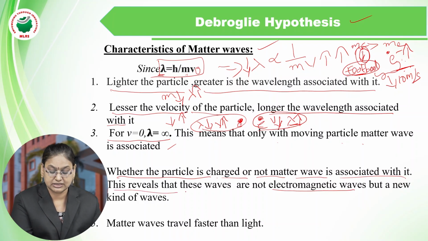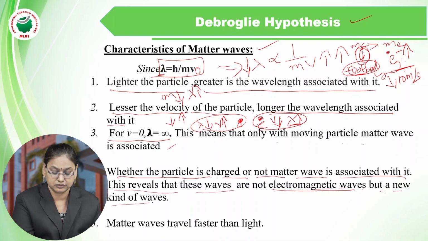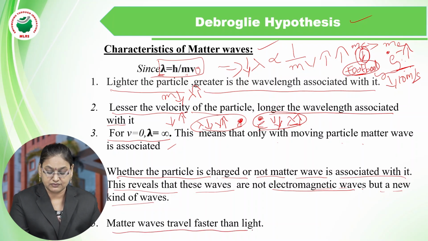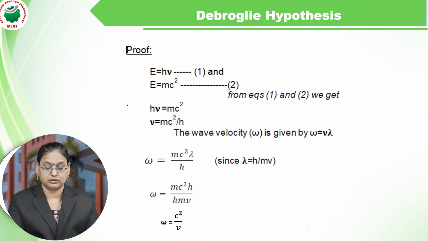This reveals that these waves are not electromagnetic waves but a new kind of waves. So the next characteristic is that matter waves travel faster than light. Let us prove this with an equation.